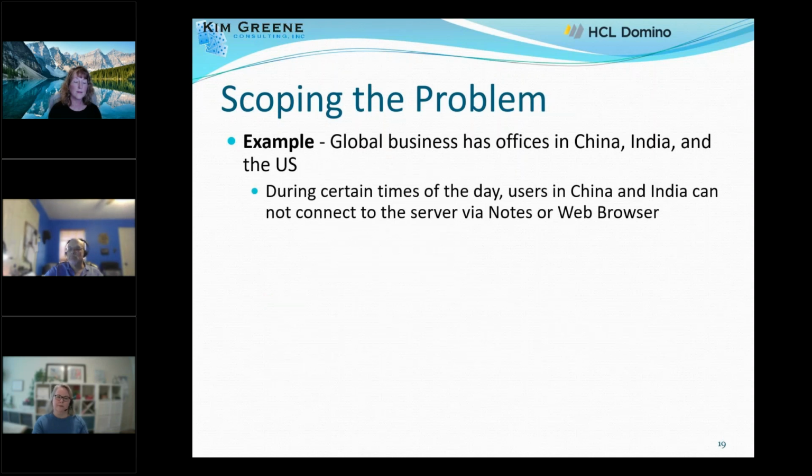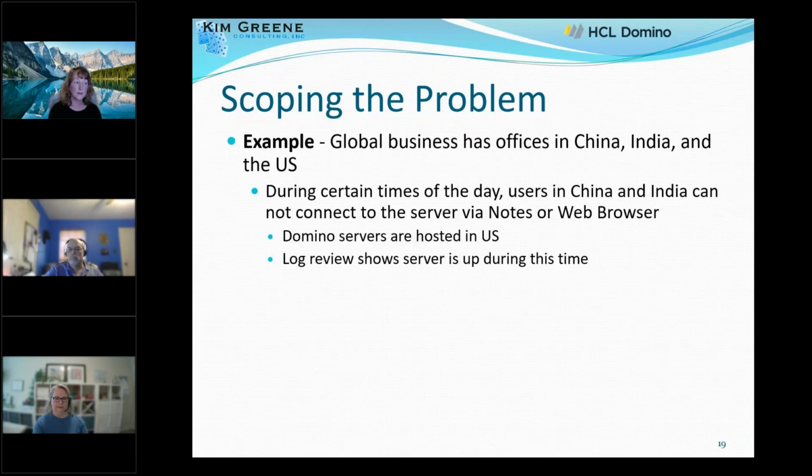Another example: there's a global business that has offices in China, India, and the US. During certain times of day, they're saying users in China and India cannot connect to the server via Notes or a web browser. We know the Domino servers are hosted in the US, and a log review shows that the server is up during this time. So there are no errors on the server at all, just that the users can't get to the server.